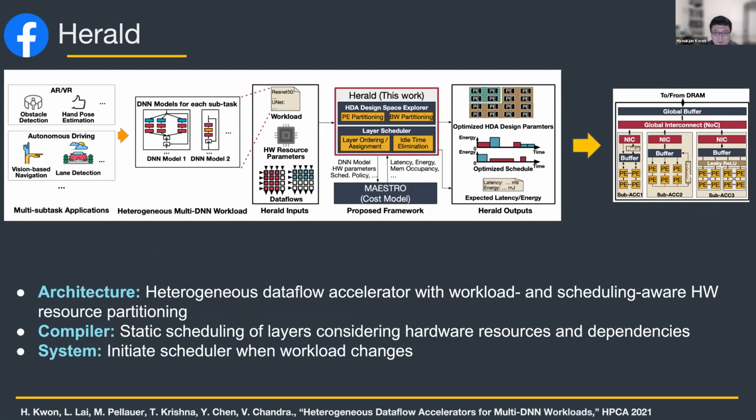I will not go into all the details of this work, but basically Herald has an optimizer that solves the co-design problem inside and reports the optimized heterogeneous dataflow accelerator. Architecture-wise, Herald deals with the proposed heterogeneous dataflow accelerator. On the compiler side, it performs static scheduling of layers, considering the hardware and many layer dependencies and constraints. And on the system side, we initiate the scheduler when the workload changes to adapt to the new set of workloads. The bottom line here is that this is not a problem of a single layer compute, but it is a co-design problem.